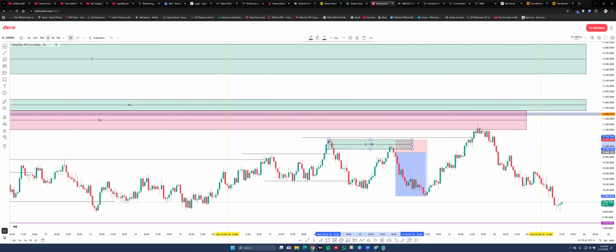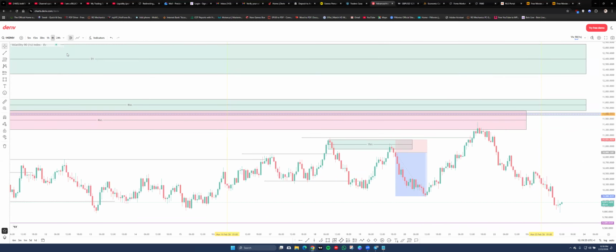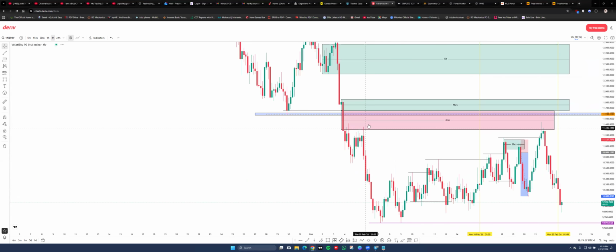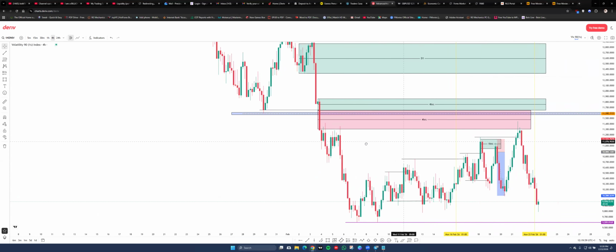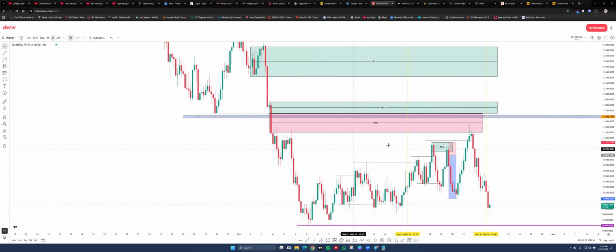But this is not the ideal setup we were actually waiting for. I could tell you this over and over. This is not the ideal setup that we were actually waiting for. The ideal setup we're waiting for has to come to the order block of 4 hours, or the fair value gap of 4 hours, which is close to the break of structure point.